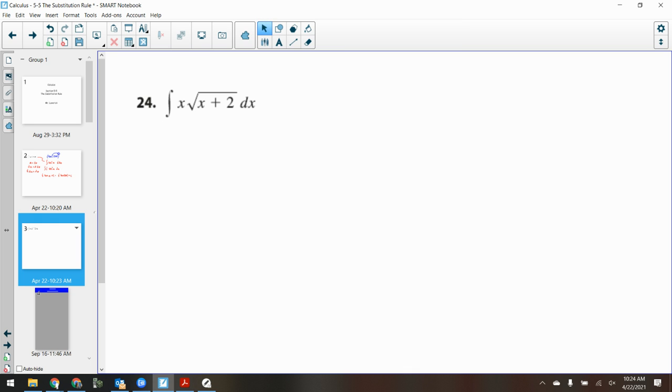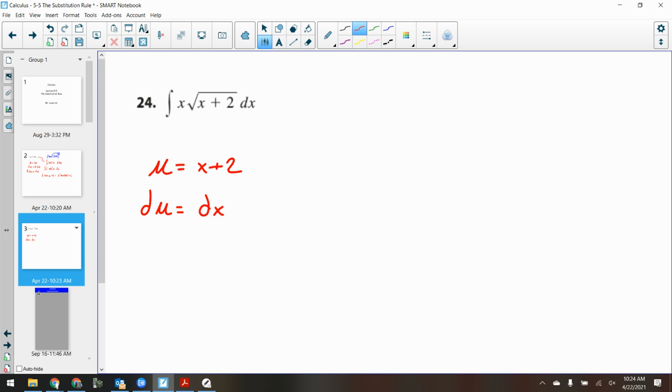Okay. So we've got x square root of x plus 2 dx. So does it tell you what the u is here? No. What do you think it's going to be? X plus 2. That's my first instinct as well. So let's make the u x plus 2. That means that du is, well, if I take the derivative of this x plus 2, what's it going to be? Just 1, right? So it's 1 dx, or just dx. So du is dx.